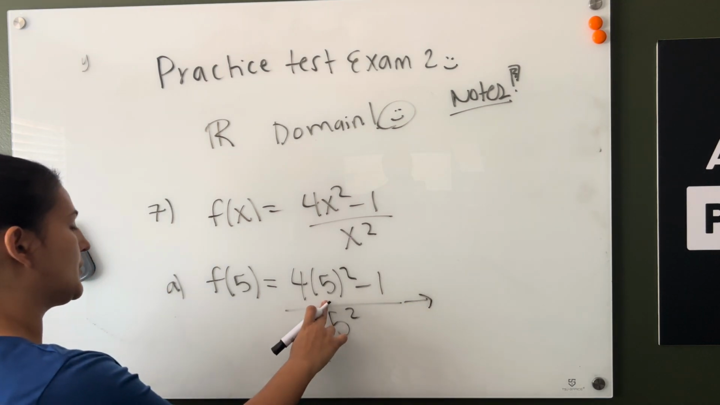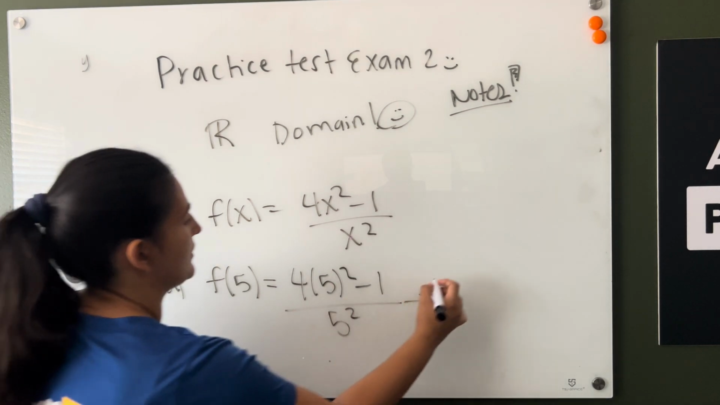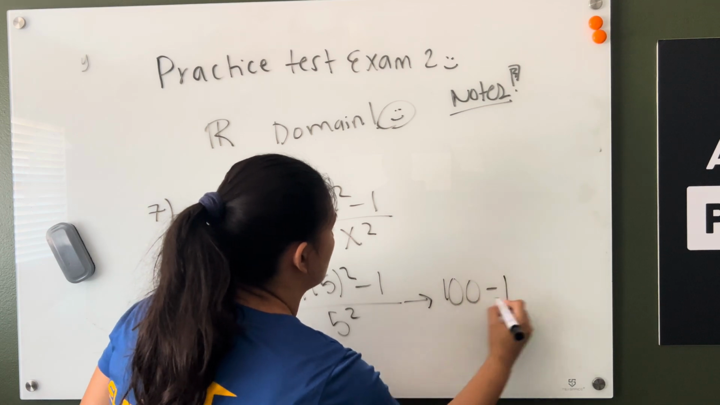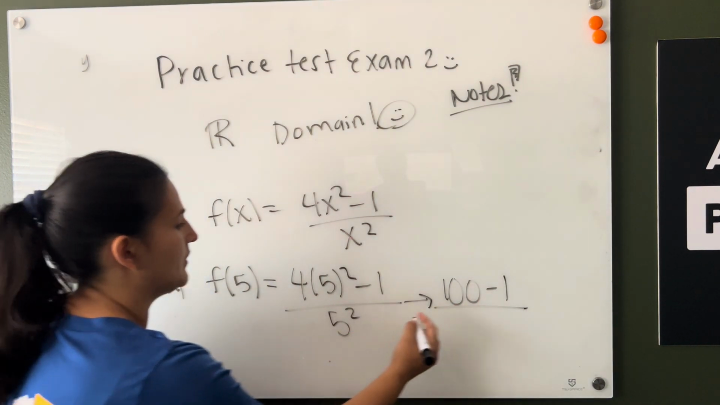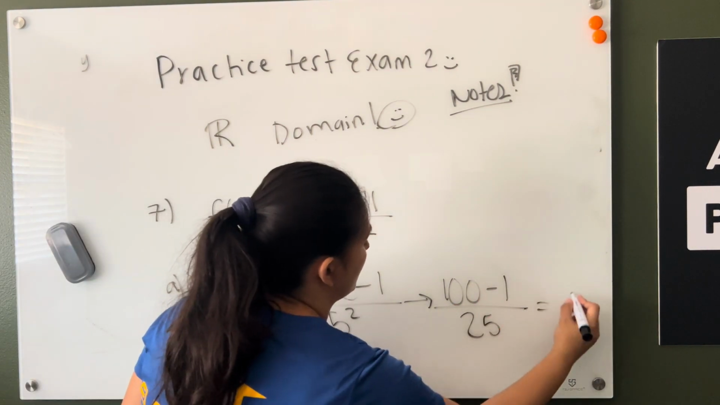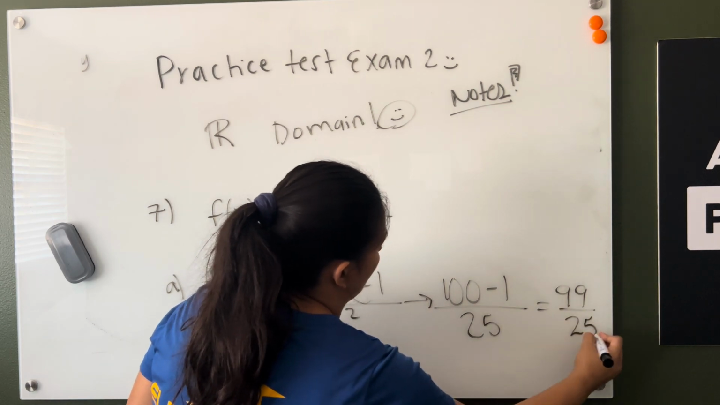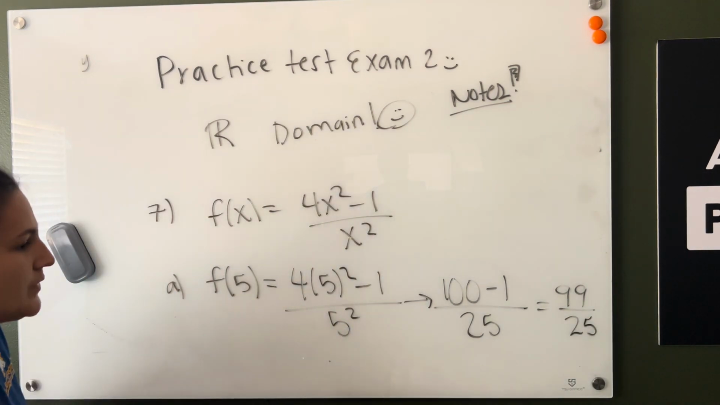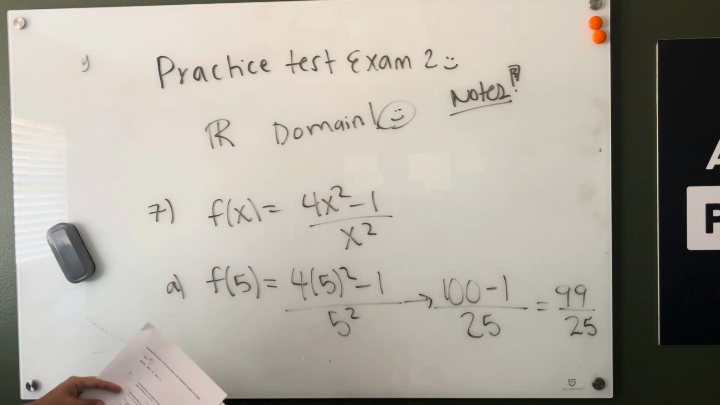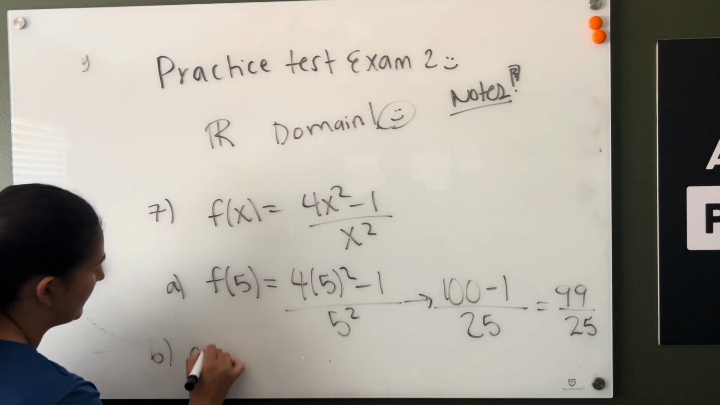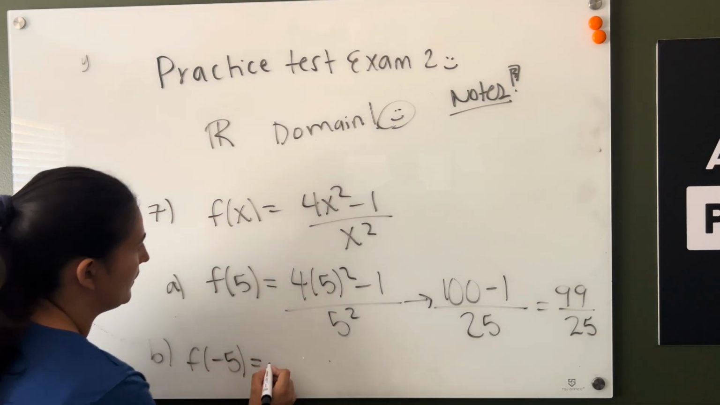So 5 squared is 25. 25 times 4 is 100. Okay, so 100 minus 1 on top, and 5 squared on the bottom is 25. All right, so it's going to be 99 over 25, and you can leave it like that. If you want to turn it into a decimal, you can do that as well. All right, now for part B, you're going to plug in -5 into the function.